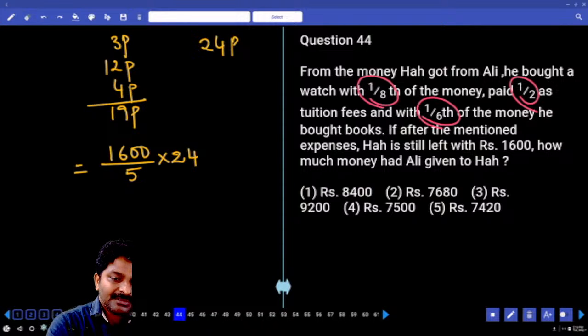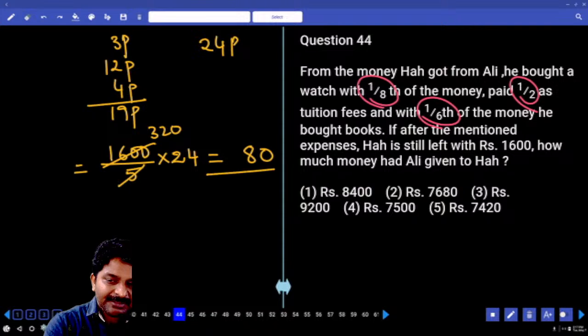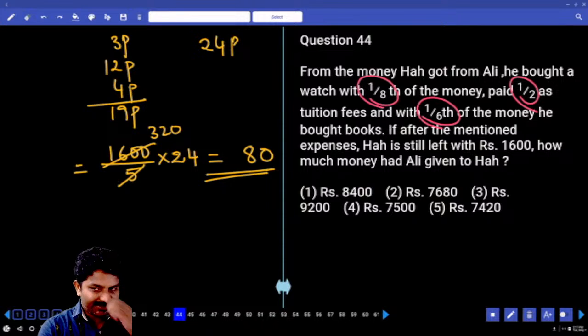Yes, this is 320 times 24. 320 has 0, so we will write 0. Apart from 0, the last digit is 2 into 4, so the answer ends with 80. Second option.